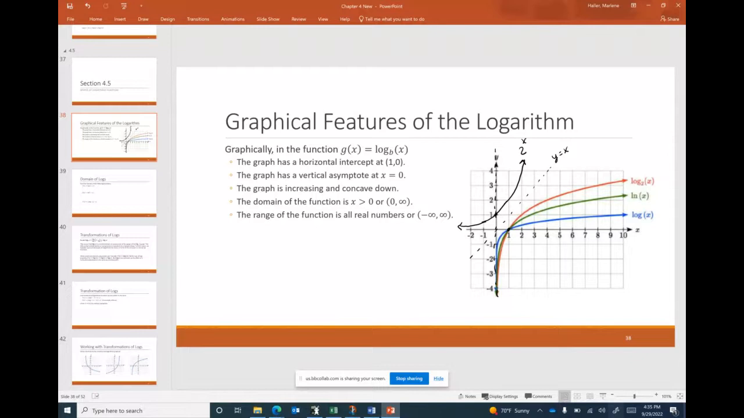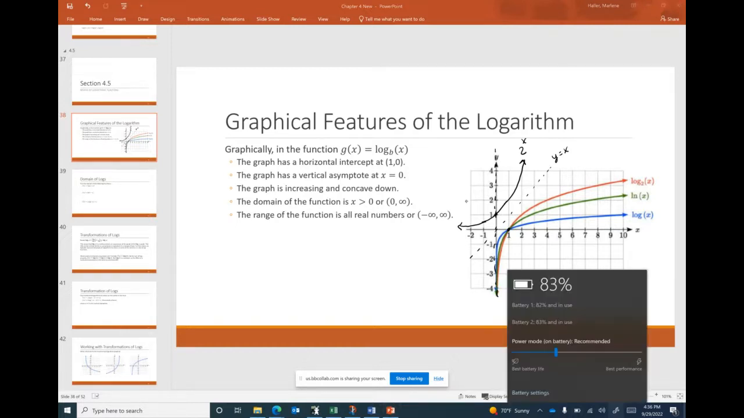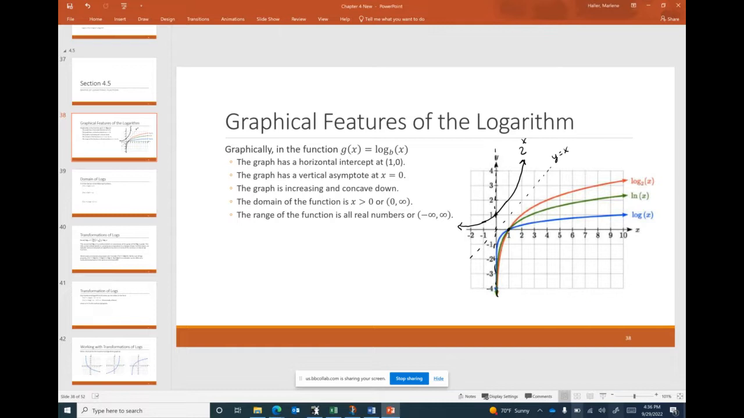Okay, logarithmic graphs will always be increasing without transformations, of course, increasing and concave down, all right? And the domain of the logarithm is going to be 0 to infinity, right? Which makes sense because the range of the exponential function is 0 to infinity, right? The range of the logarithmic function is all real numbers because the domain of the exponential function is all real numbers.